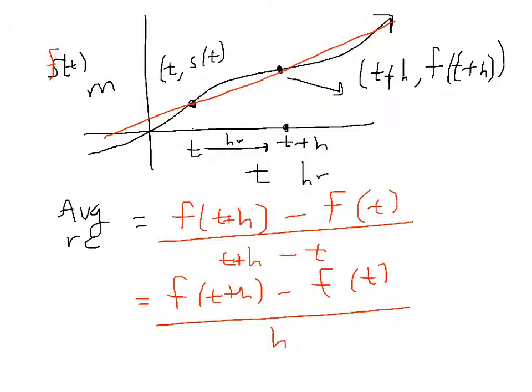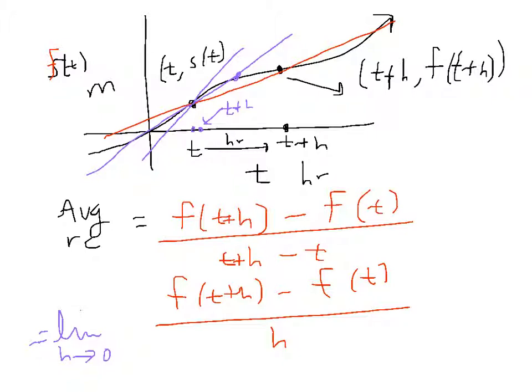So if this h value gets closer to 0, in other words, I'm getting closer here, there's my average rate of change. If I get it so that the distance between t and t plus h is really, really small, then what we call that is a limit. So the limit as h gets closer to 0, this is how we write this, of this particular function would be my instantaneous rate of change.